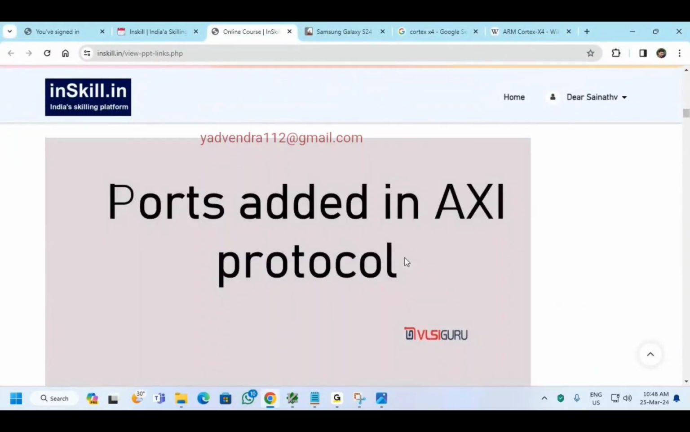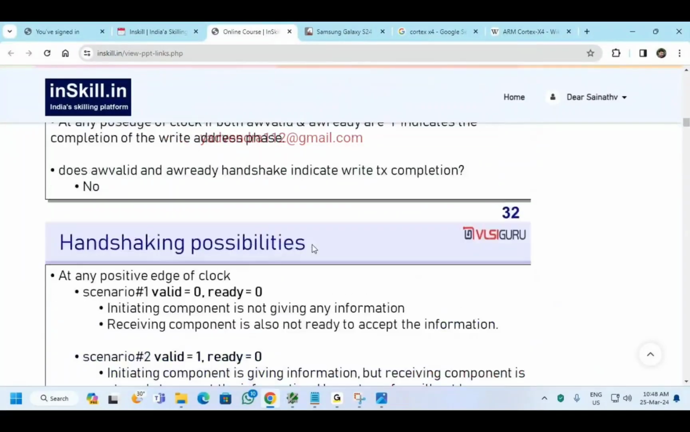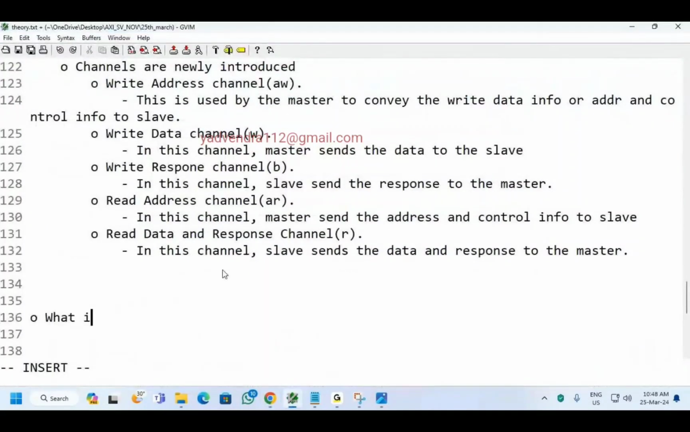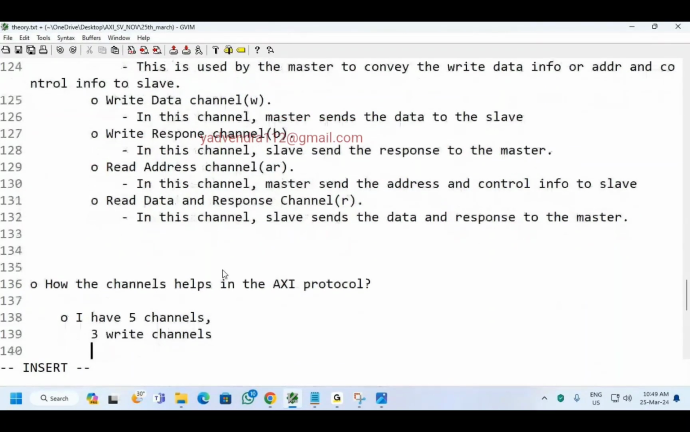Okay, fine. Five sided and AXI, this we have already discussed. Handshake, fine. So let's discuss the usage of channels, or how these channels help in the AXI protocol. Let's take that I have 5 channels: 3 write channels, 2 read channels. Why I am repeating this many times is because this is important.